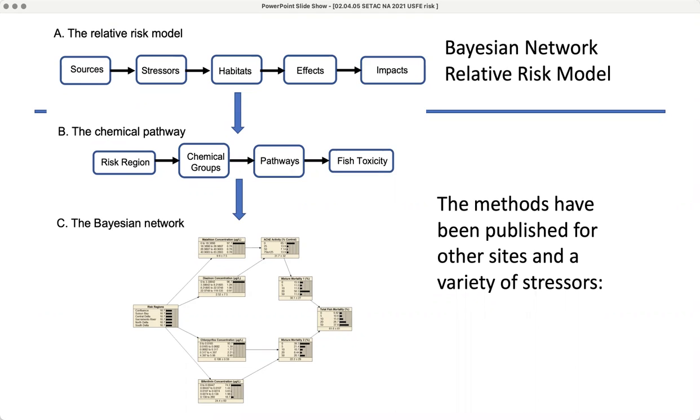We also build into these chemical pathways, often in some ways similar to an adverse outcome pathway. We have in our particular risk region a number of stressors, different chemical groups that generate a variety of pathways. In this particular case, we're going to be looking at the endpoint called fish toxicity. And right below that is the Bayesian network that results from thinking this through. And we'll talk about that next.